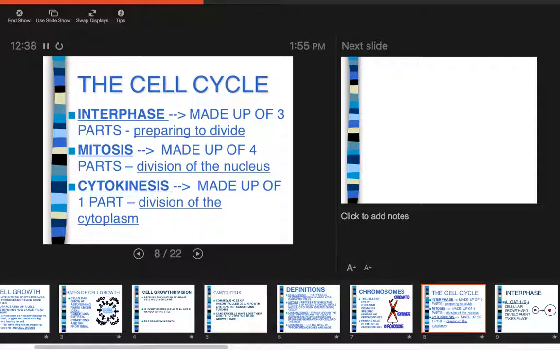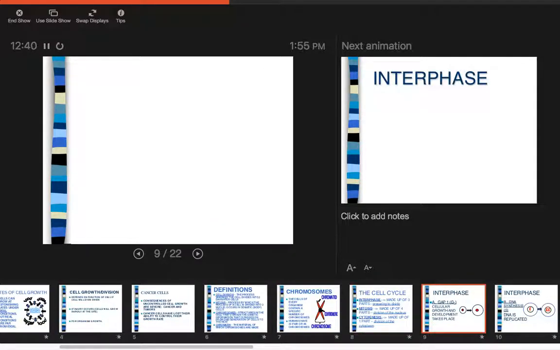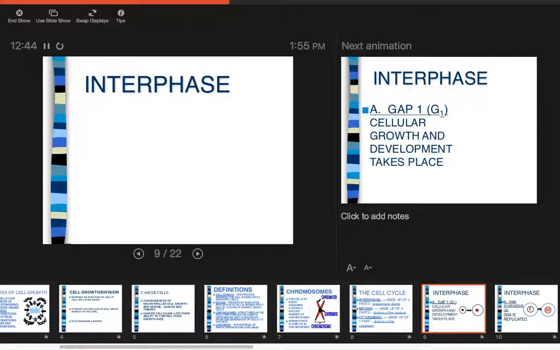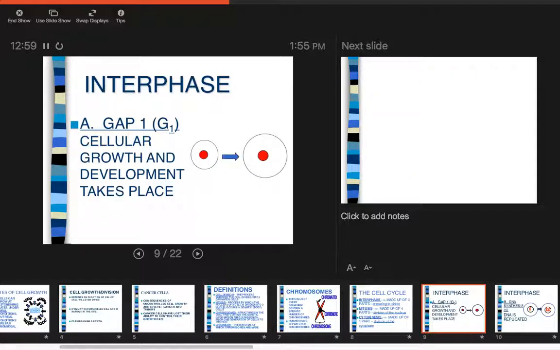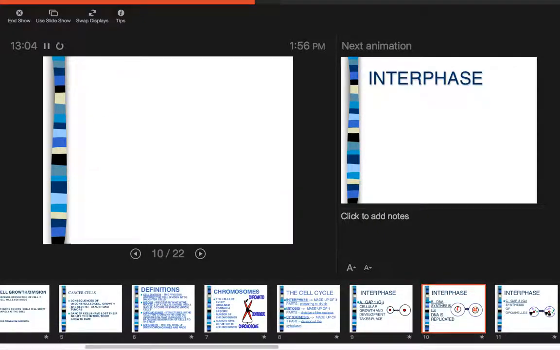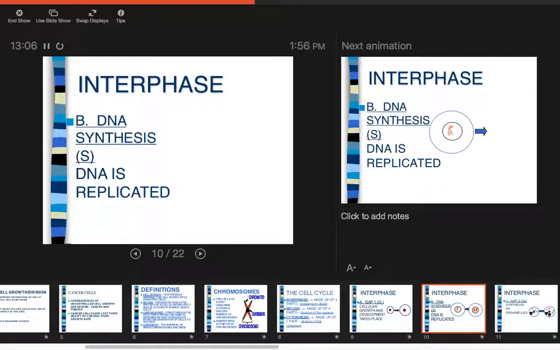So let's start going through what's happening during all these different stages, all right? So the first one, gap 1. This is the first stage of interphase, okay? Gap 1, the first stage of interphase. Basically, the cell is growing. The cell gets a little bit bigger, okay? That's pretty much it.